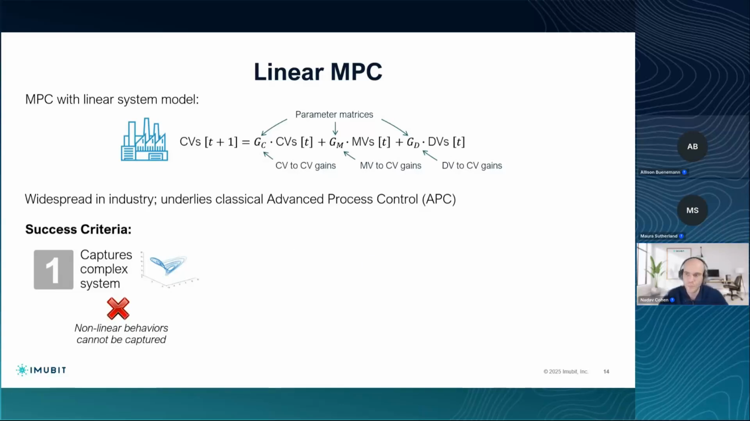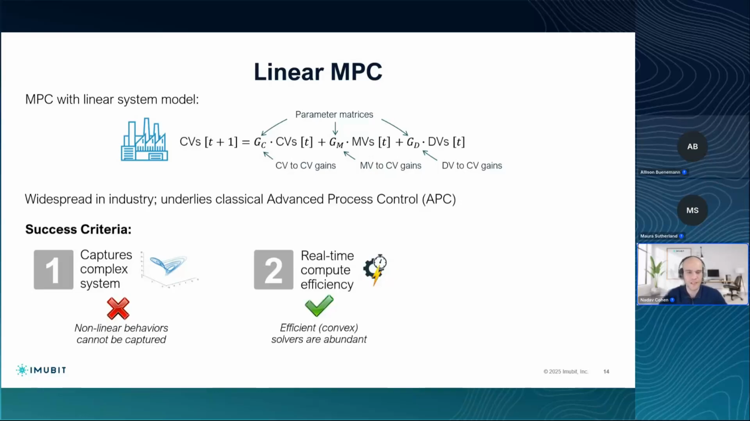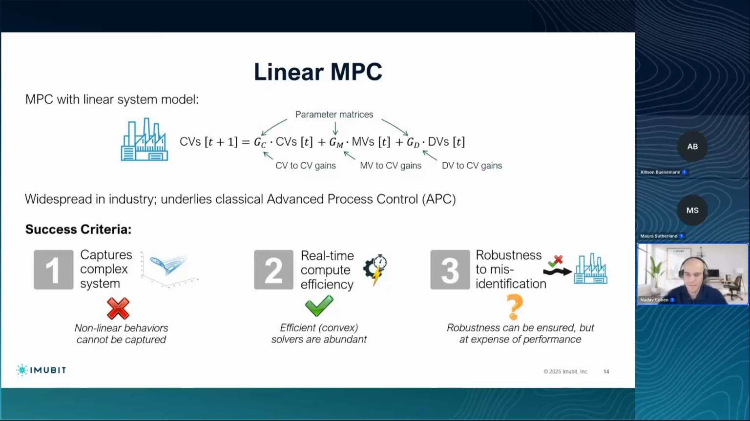capture nonlinearity. In terms of real-time compute efficiency, here the situation is pretty good. These solvers that I described, when the system model is linear, maintain a property known as convexity, and that means that they can run really fast, and that's good for us. In terms of robustness to misidentification, I'm arguing that the situation here is somewhere in between, because there are methods for robust control with linear models that improve the robustness, but they typically come at the expense of performance. So roughly speaking, the more robust you want to be, the less effective your control moves will be if your model is accurate. So the situation is somewhere in between there.